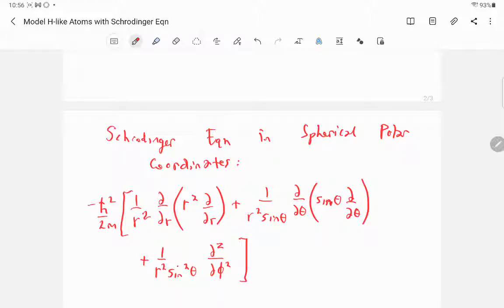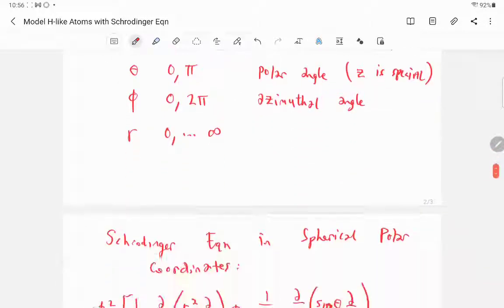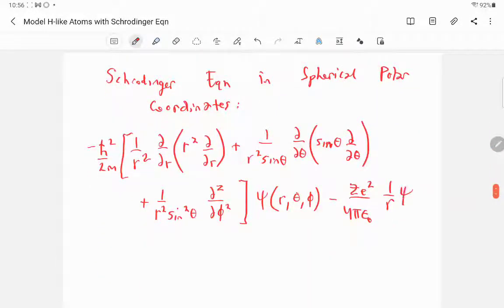And all of these things are going to act upon psi, where now we understand psi written in terms of r, theta and phi. So we're not finished yet. This is only the kinetic energy term. And then we get minus Ze squared over 4 pi epsilon naught, 1 over r, times psi, which is a function of r, theta and phi, and this is equal to E times psi of r, theta, phi. All right.